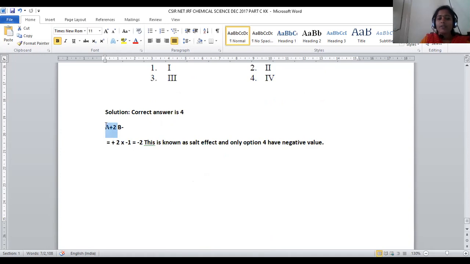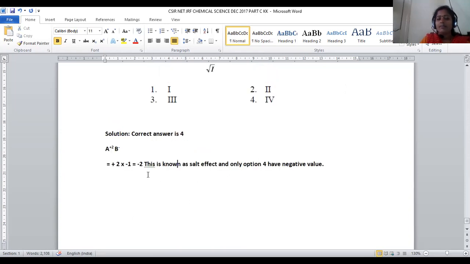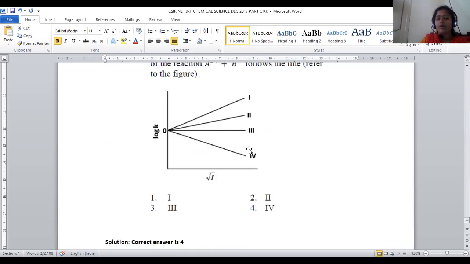A to the power plus 2 is there, B to the power minus 1 is there. Let us take the entire value. So plus 2 into minus 1, it will become minus 2. This is called common salt effect. And here minus 2 denotes a negative slope will be there among all the given options.